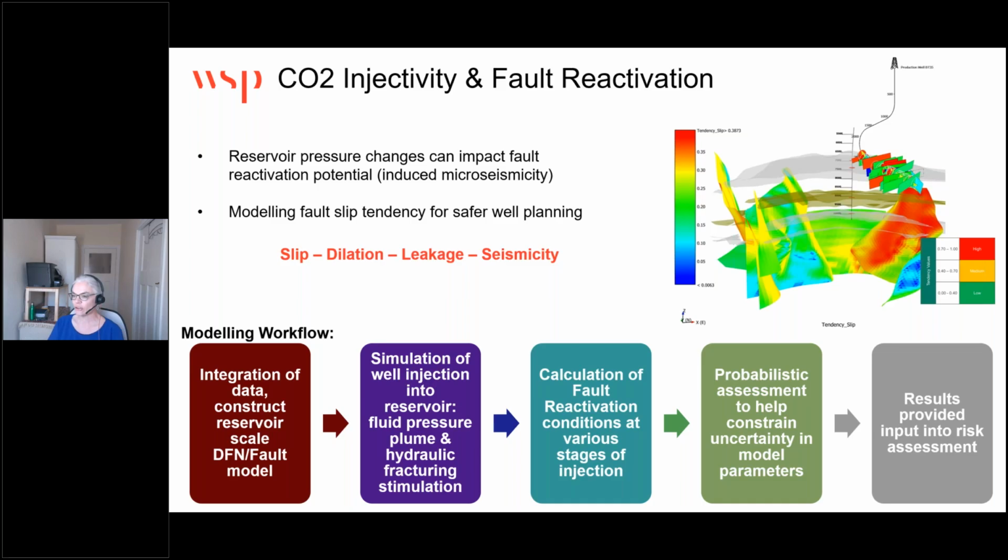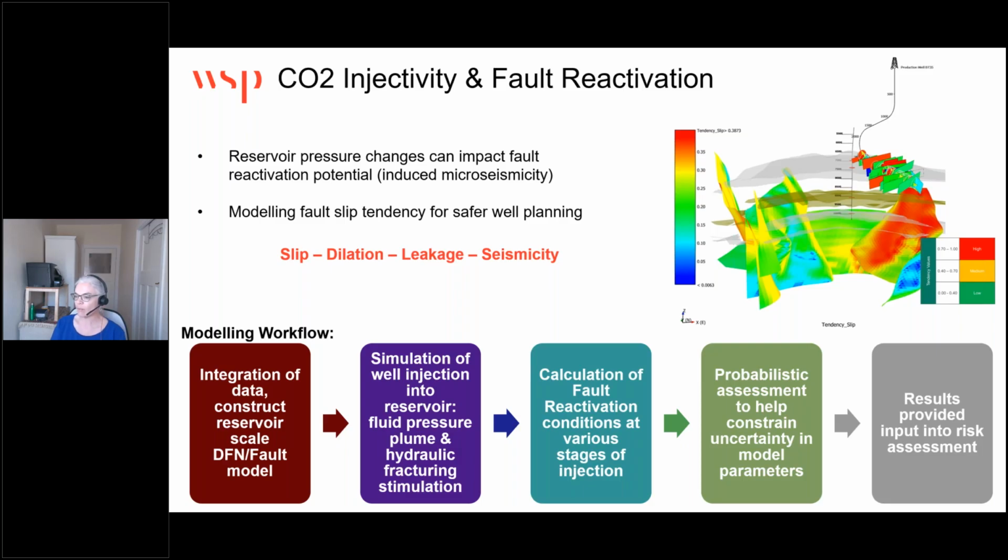A key concern during CO2 injection is fault reactivation. Some of the factors leading to fault reactivation include increased pressure and fault size, orientation, and pre-existing stress conditions. If the fault is critically stressed, even a small increase in pressure from CO2 injection could lead to reactivation. This can lead to an increased risk of CO2 leakage, microseismicity activity, and contamination of groundwater.